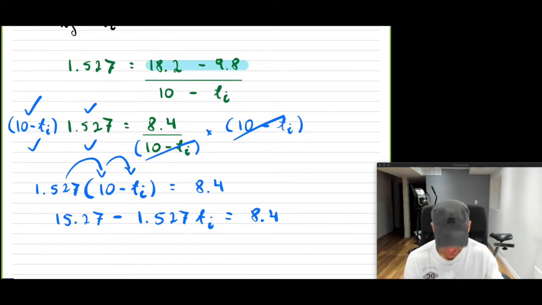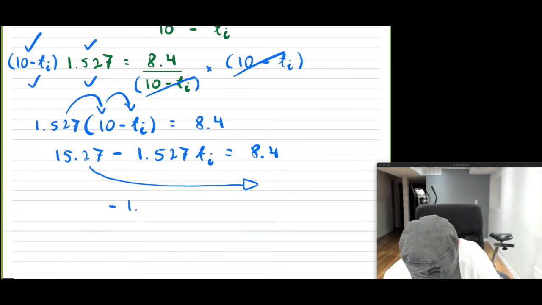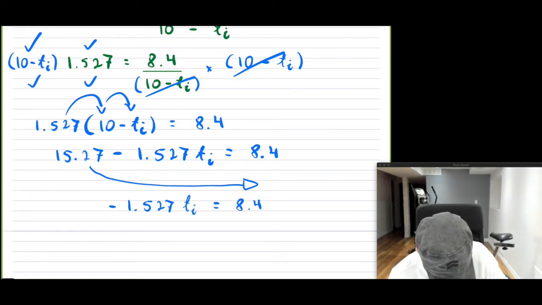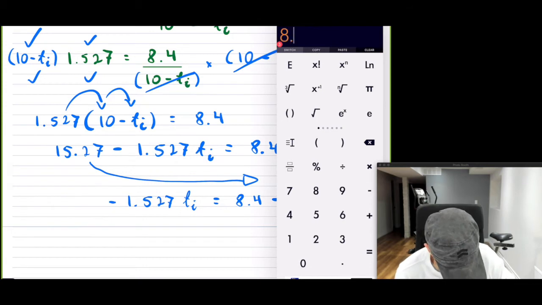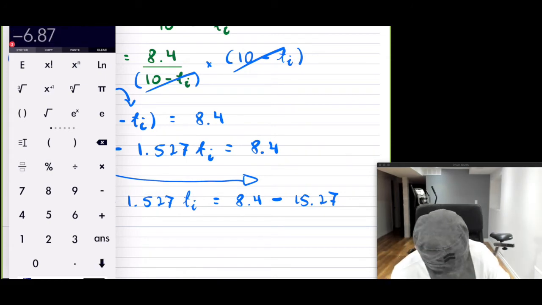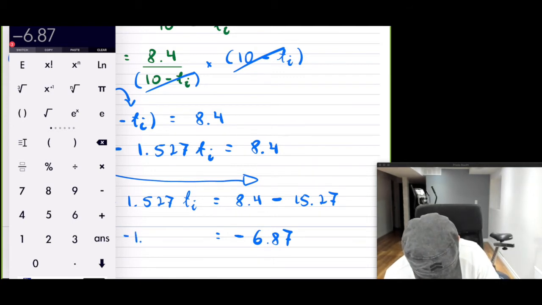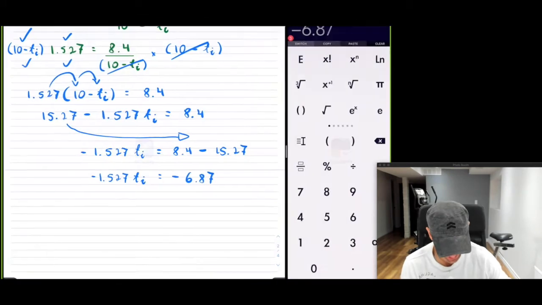So that's there. Now I'm going to bring this over to the other side. So now I'm going to have negative 1.527 TI equals 8.4 minus, so that will switch signs. And now what we have is 8.4 minus 15.27 equals, so this is negative 6.87, and here we have negative 1.527 TI. All right, so let me swing that out in here a little bit. Let me make it like that so you can see it.